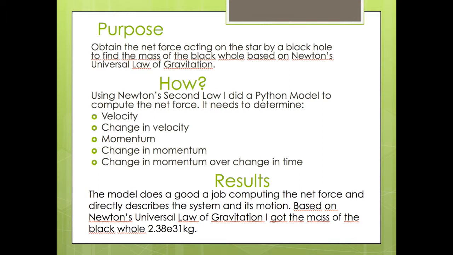Using Newton's second law, I made a Python model that uses a CSV file that contains the data of the motion of the star to compute the net force. In order for the model to compute the net force, it needs to determine the change in velocity, momentum, changing momentum, and changing momentum over changing time, which is equal to the net force based on Newton's second law. Everything else was obtained directly from the data.